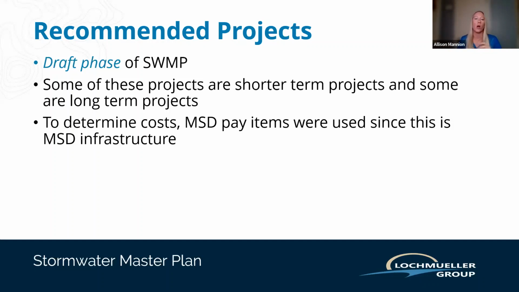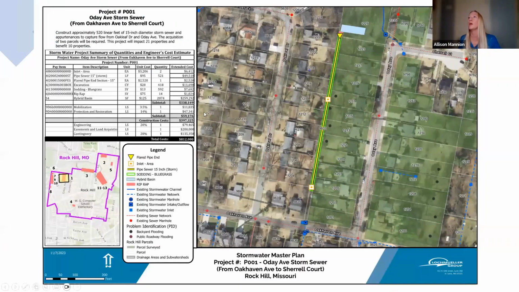Riprap is rocks of different sizes that help stabilize the creek bank. To help determine costs in these cost estimates, MSD pay items were used, as this is MSD infrastructure. So with that, project number 1, Oak Avenue Storm Sewer.